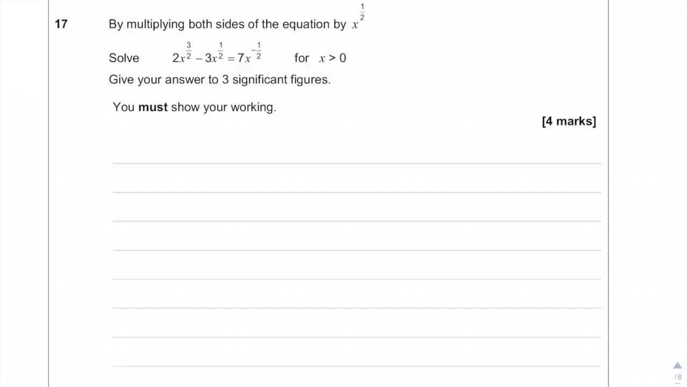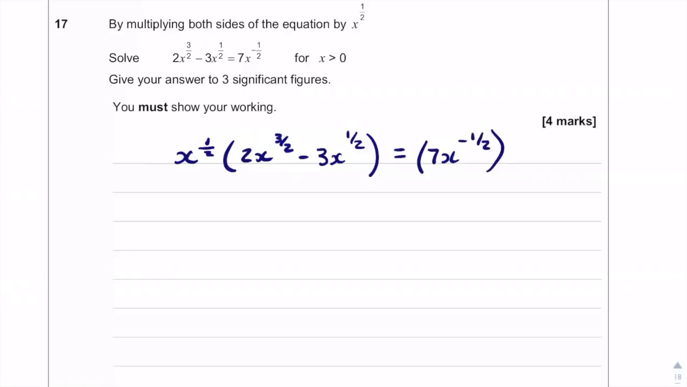So let's see what happens to this equation when we multiply both sides by x to the power of a half. So we're going to have x to the power of a half multiplied by 2x to the power of 3 over 2 minus 3x to the power of a half is equal to 7x all to the power minus a half multiplied by x to the power of a half.